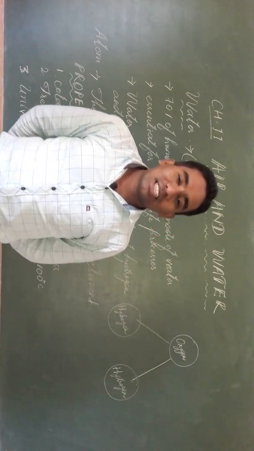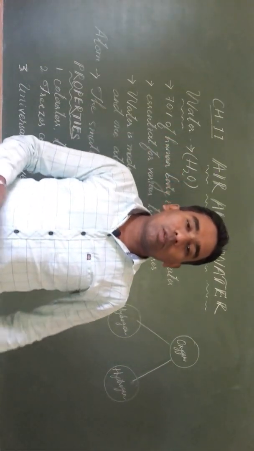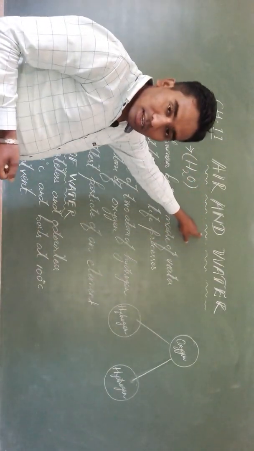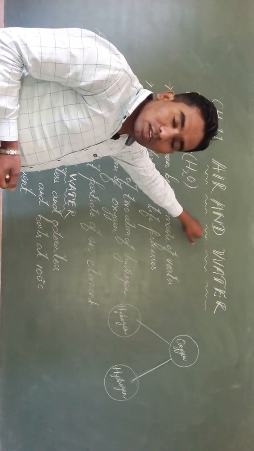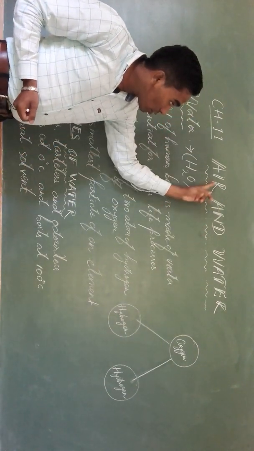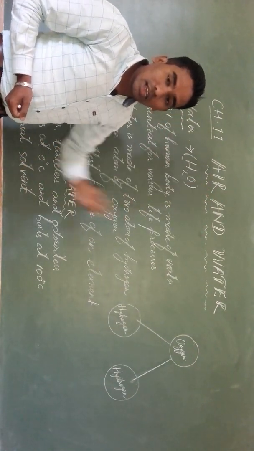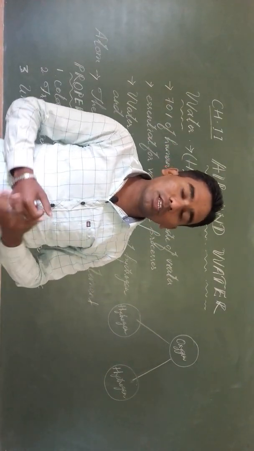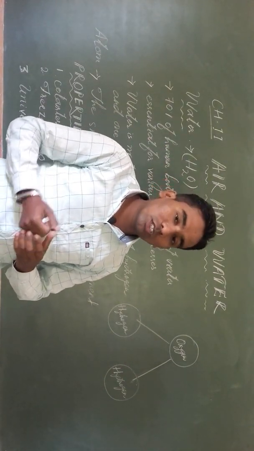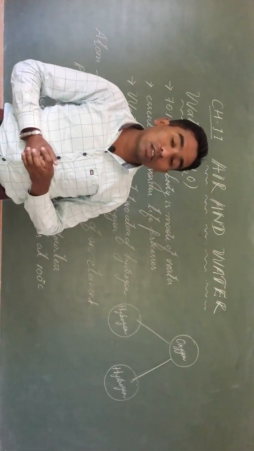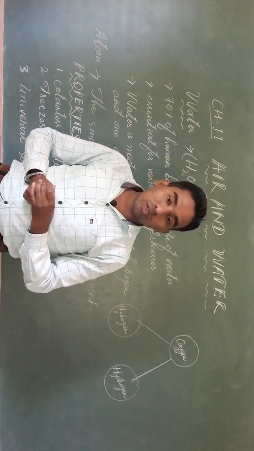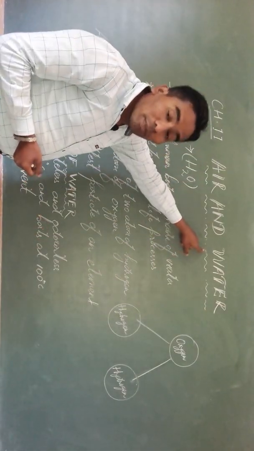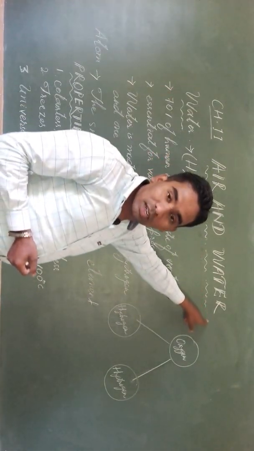Dear children, we are discussing the chapter air and water. In the previous class, we already learned about air, that air is a mixture of gases. We also learned about the properties of air and the uses of air, and discussed air pollution. So, dear children, today we come back to the topic of water.